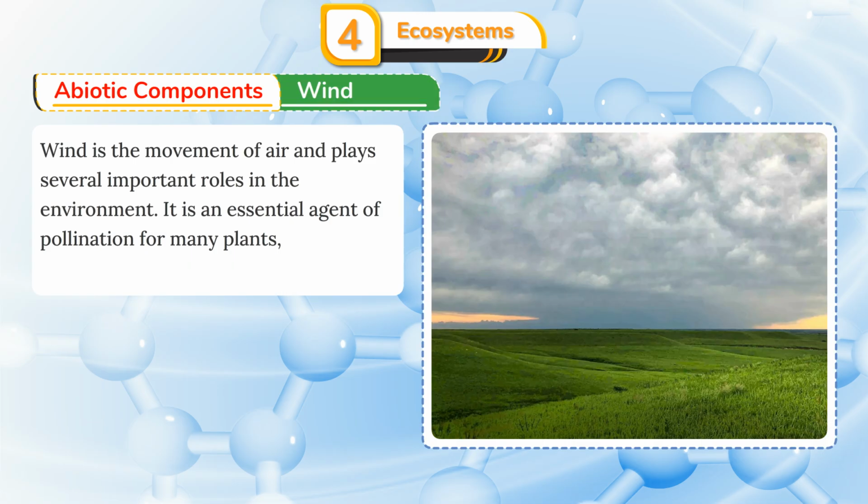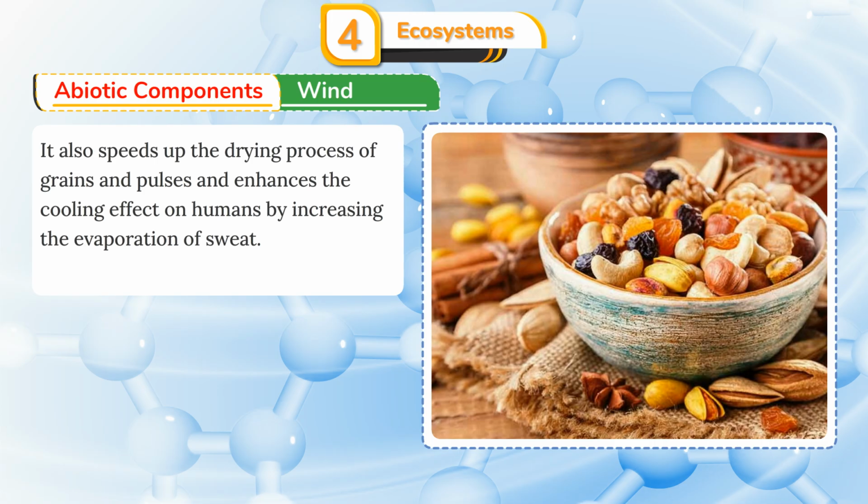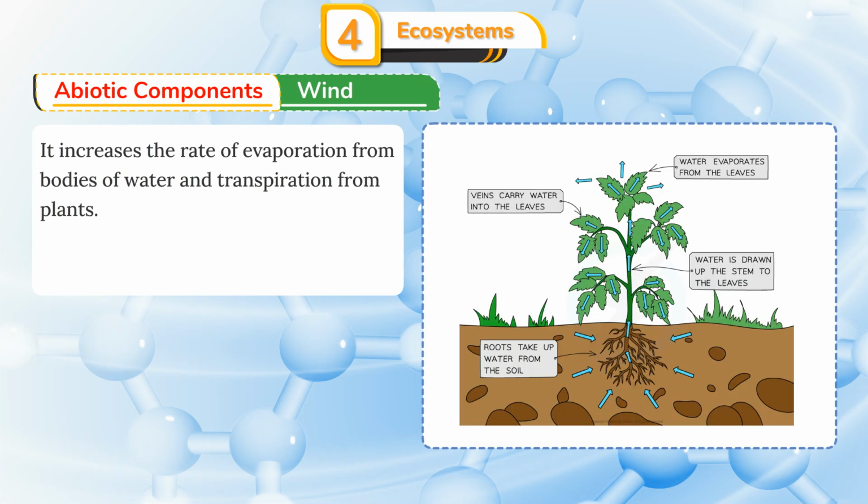Wind is the movement of air and plays several important roles in the environment. It is an essential agent of pollination for many plants, particularly grasses and trees that produce lightweight pollen grains. It also speeds up the drying process of grains and pulses and enhances the cooling effect on humans by increasing the evaporation of sweat. It increases the rate of evaporation from bodies of water and transpiration from plants.